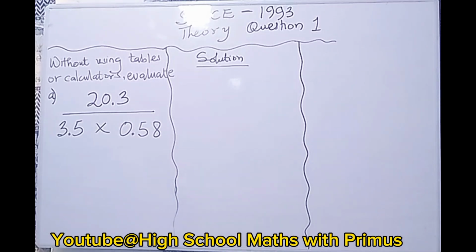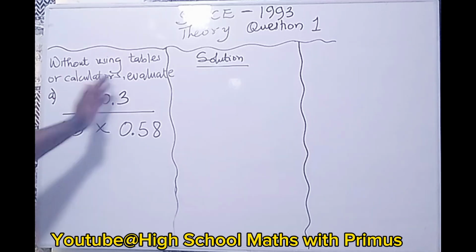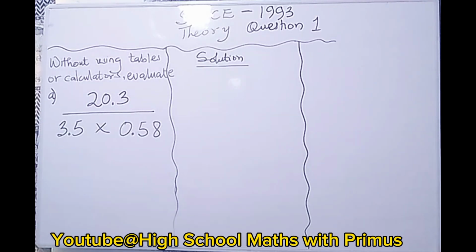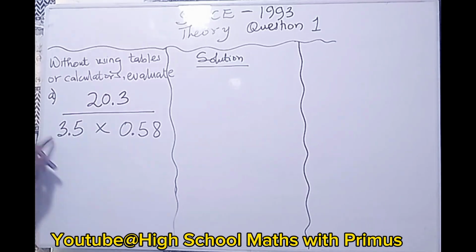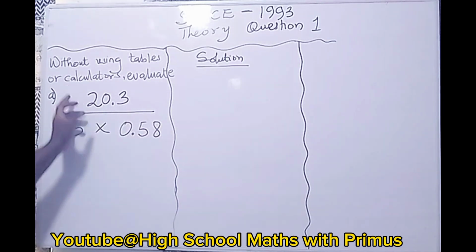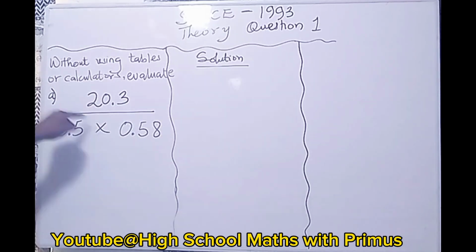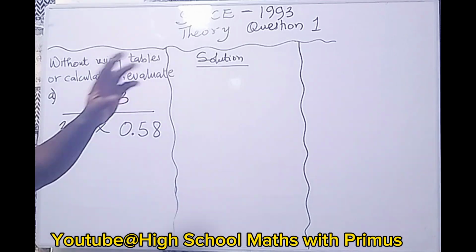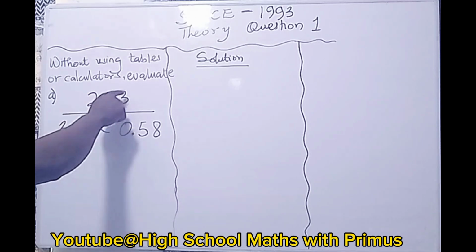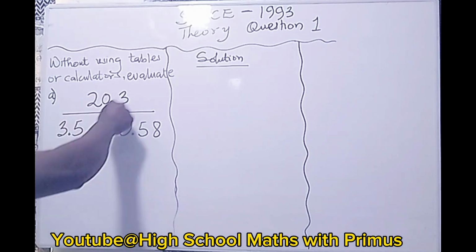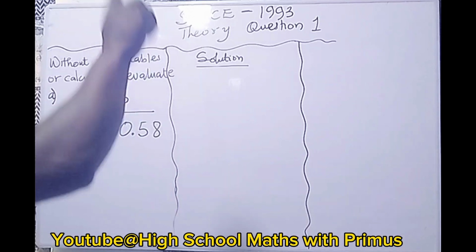0.58. Now, usually when students encounter questions like this, they tend to be confused about how to first go about it. The main focus here is to make sure that this decimal, that decimal, and that decimal have first been converted to whole numbers multiplying 10 to the power of a given number. That is to say, 20.3 has to be written in the form of a whole number multiplying 10 to the power something.